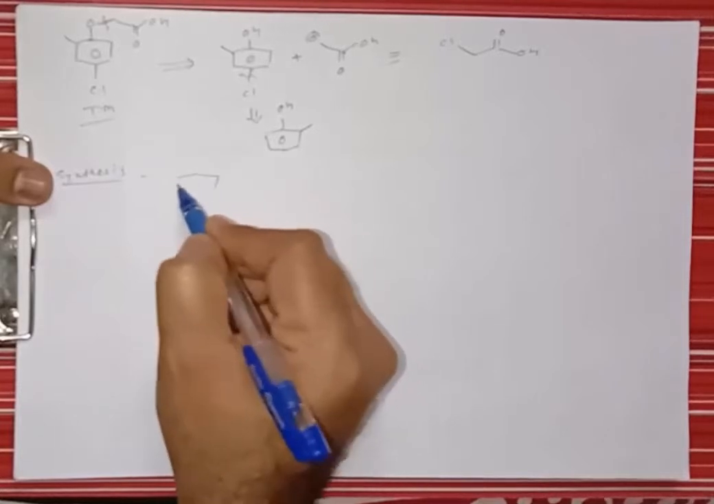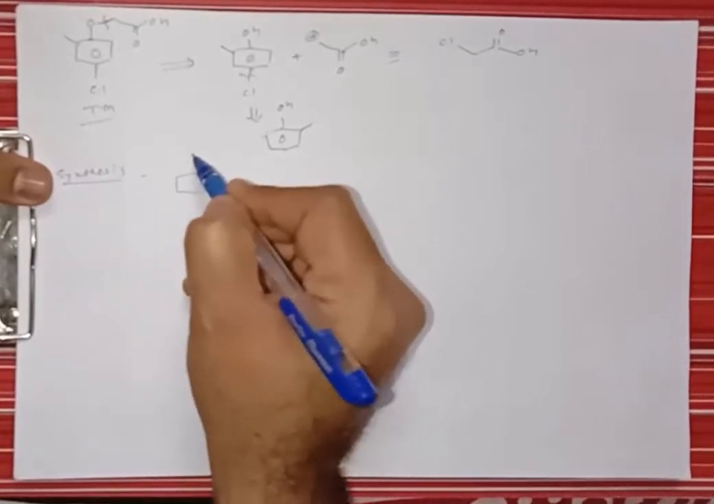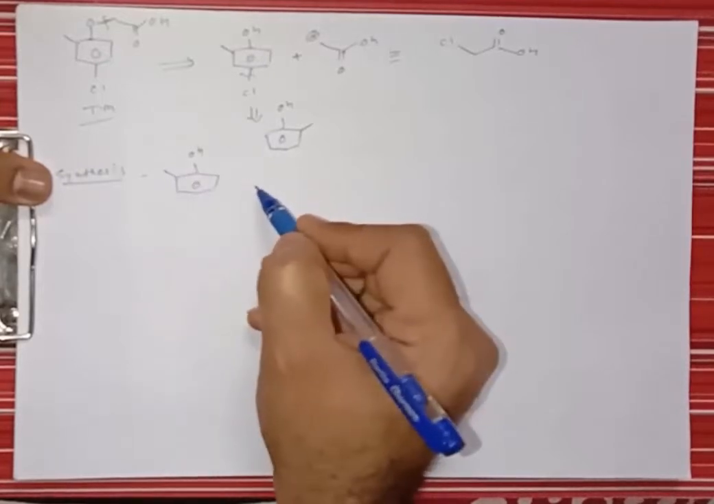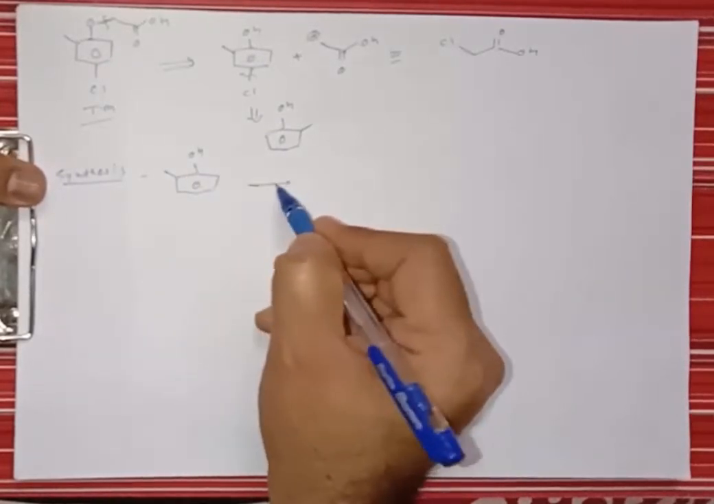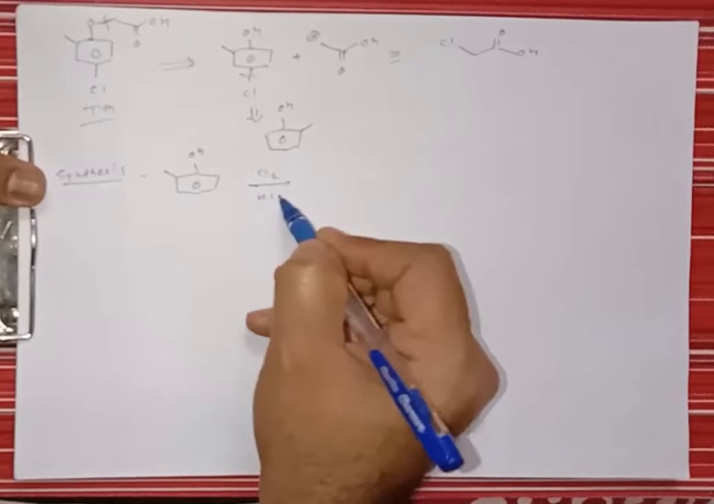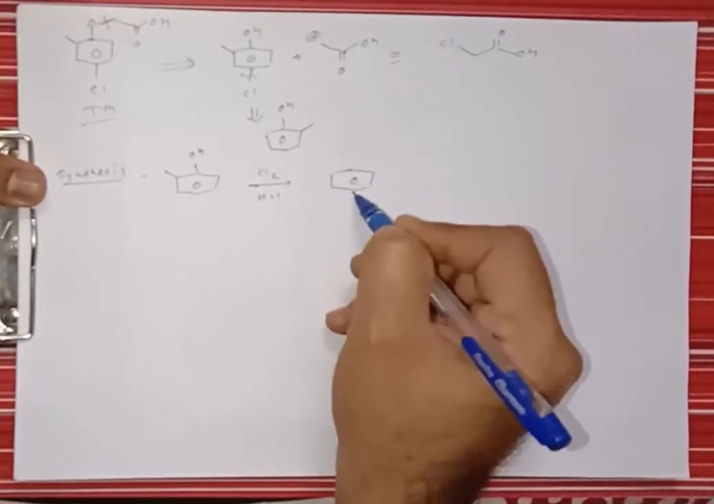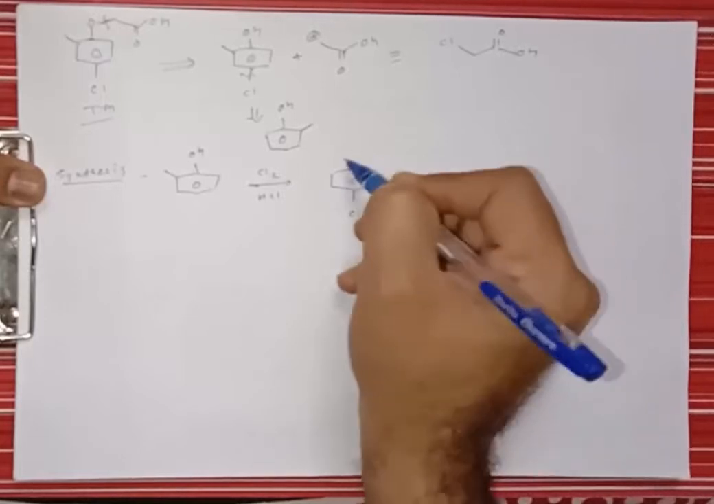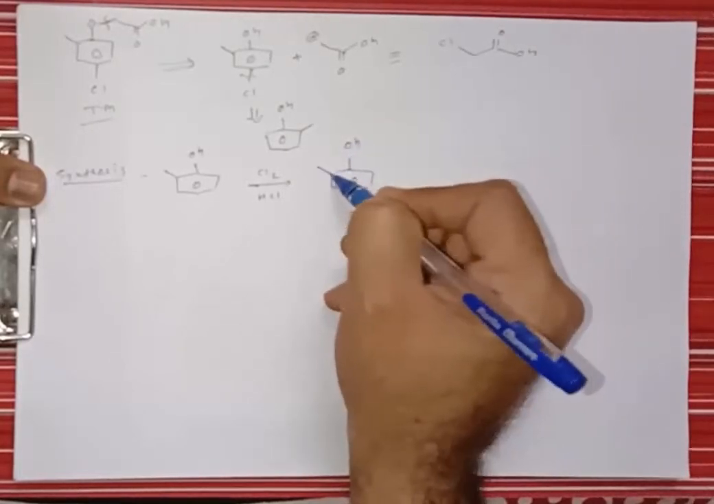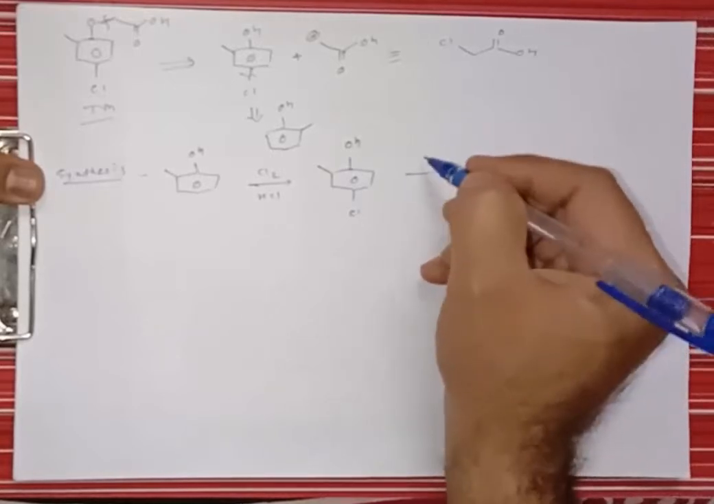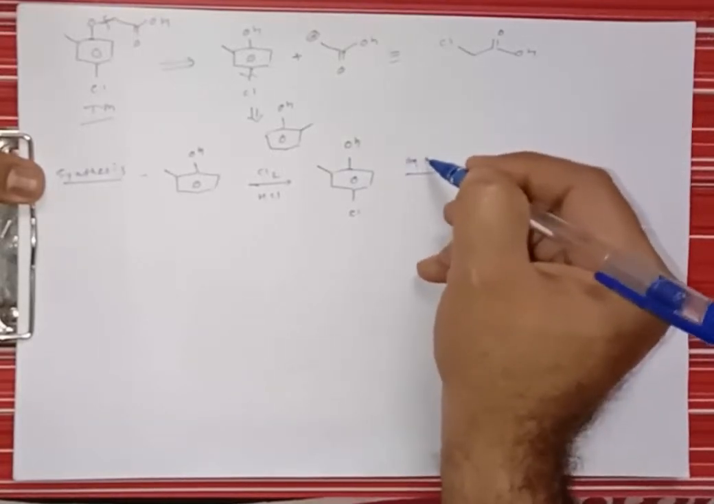Let us take this phenol and treat it with chlorine in presence of HCl. It gives a parachloro compound, with Cl here, OH here, and CH3 here. Then we have to treat this molecule with aqueous NaOH.